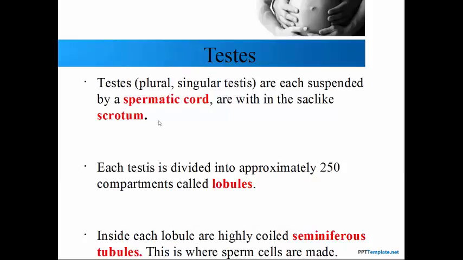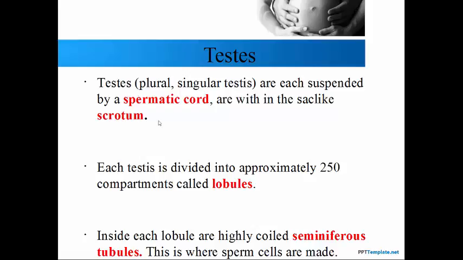Testis is singular. Testes are plural, so referencing both. They're going to be suspended by what's called a spermatic cord. And the testes are surrounded within a sac-like pouch of tissue called the scrotum. So the spermatic cord is what enables the testes to be suspended outside of the male's body. Now each testis is divided into approximately 250 various compartments.